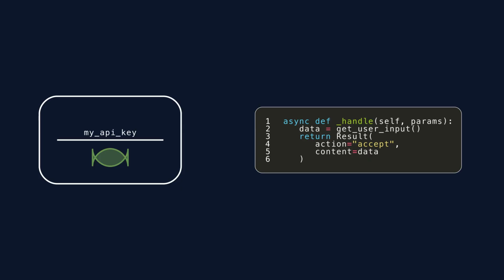This decoupling is vital. Your client code doesn't need to know what the server is asking for. It just takes the schema, renders the form, and passes the user's structured data back to the server. It makes your client interface incredibly flexible.